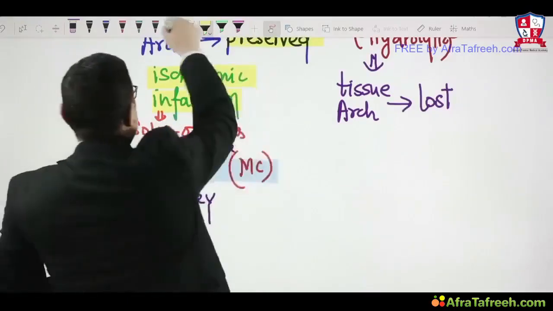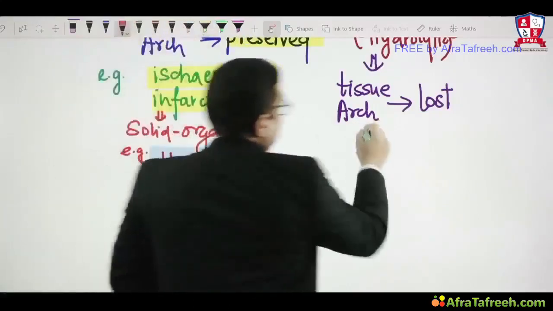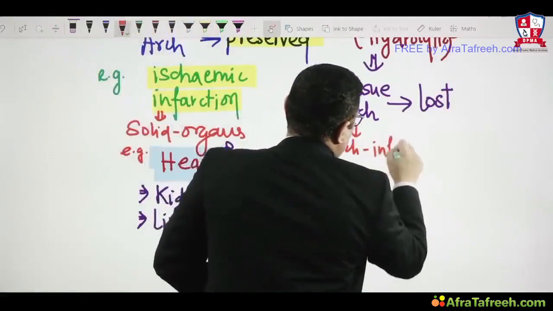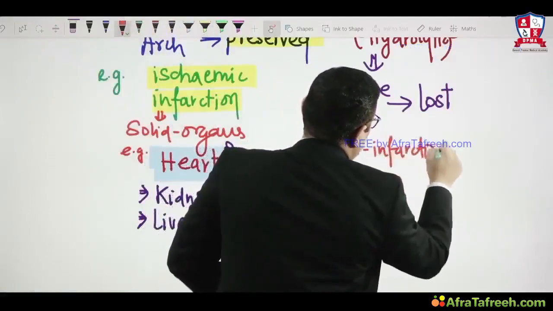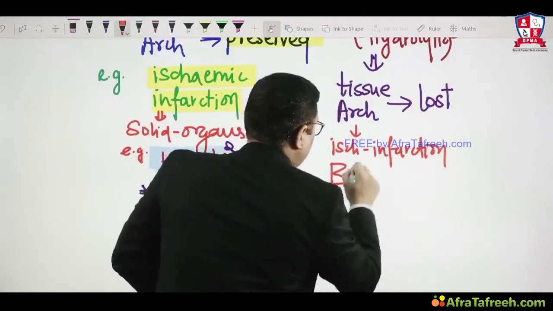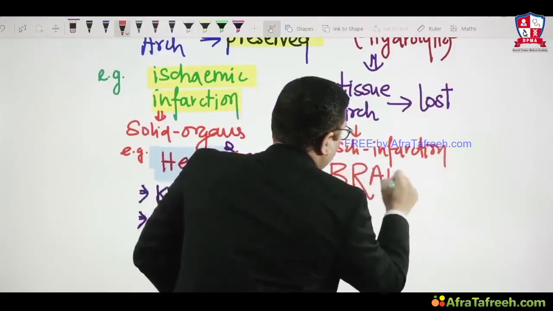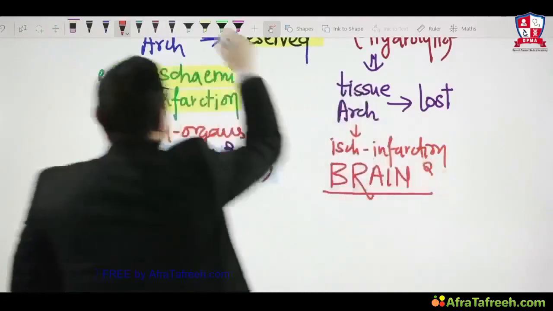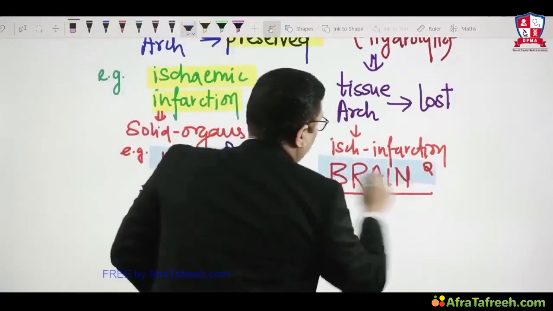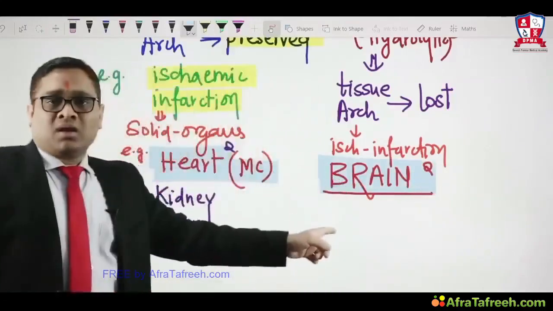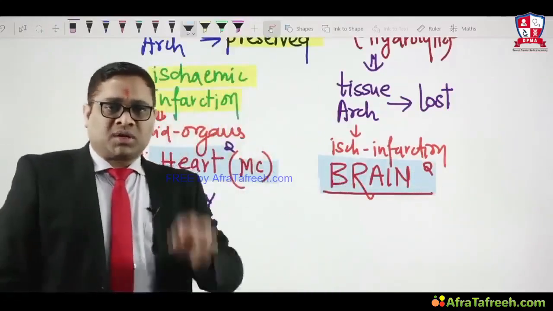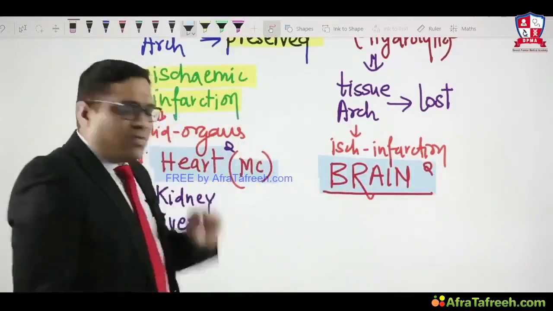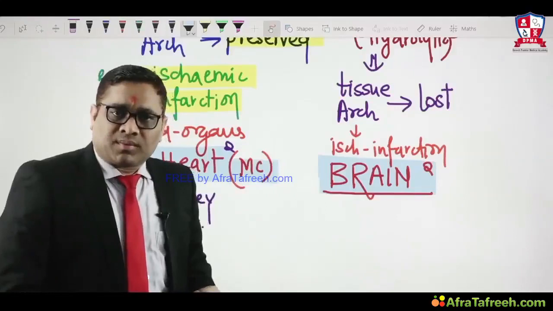So what is that exception? Brain tissue. Remember, brain tissue. Whenever you are seeing ischemic infarction of brain, it is one of the very famous and very often asked questions in exam. So just keep that in mind. Ischemic infarction of the brain, what kind of necrosis will you observe? Liquefactive necrosis, right?